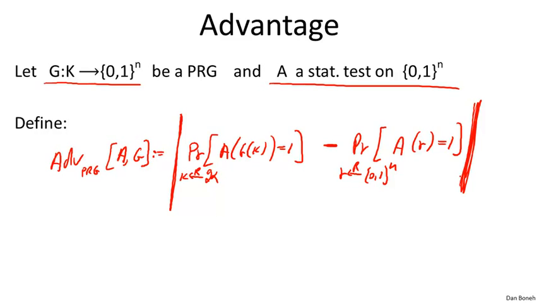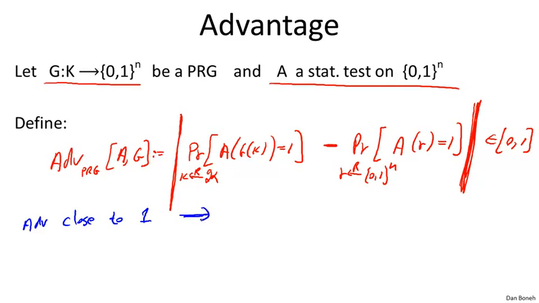Now you realize because these are differences of probabilities, this advantage is always going to lie in the interval [0,1]. So let's think a little bit about what this advantage actually means. So first of all, if the advantage happens to be close to 1, well, what does that mean?